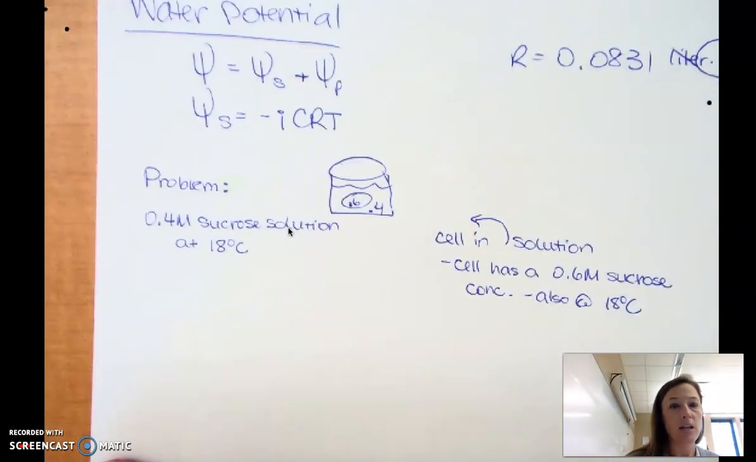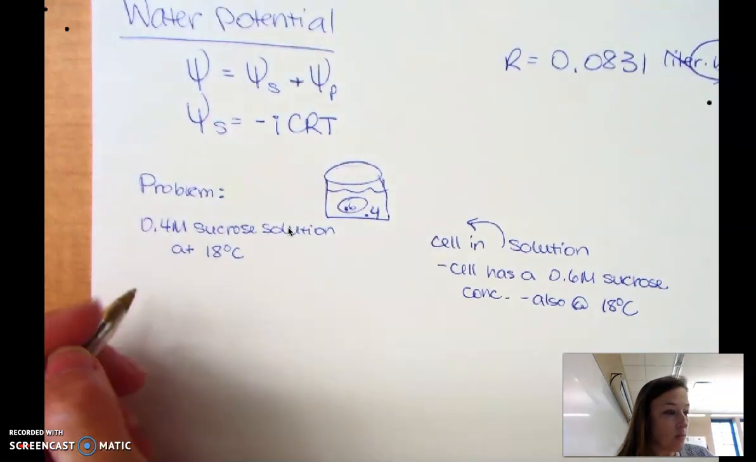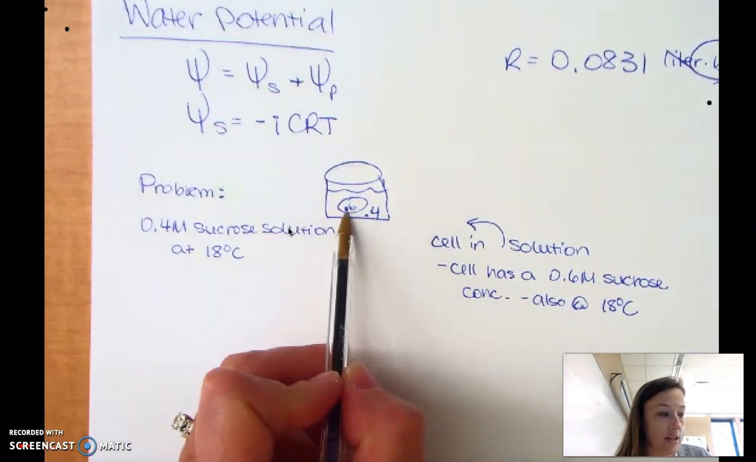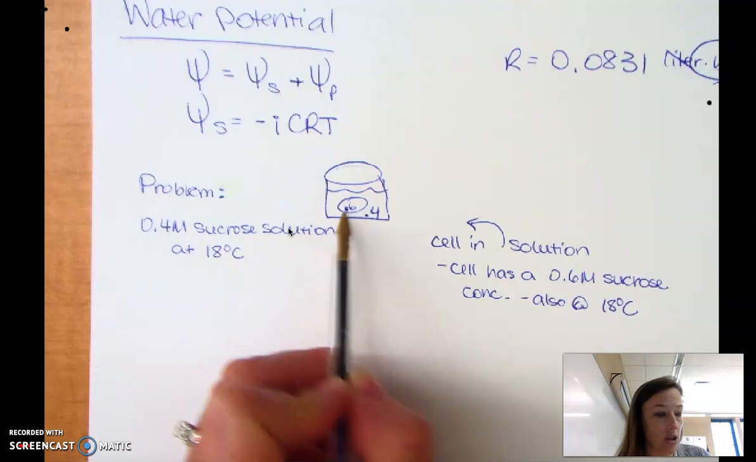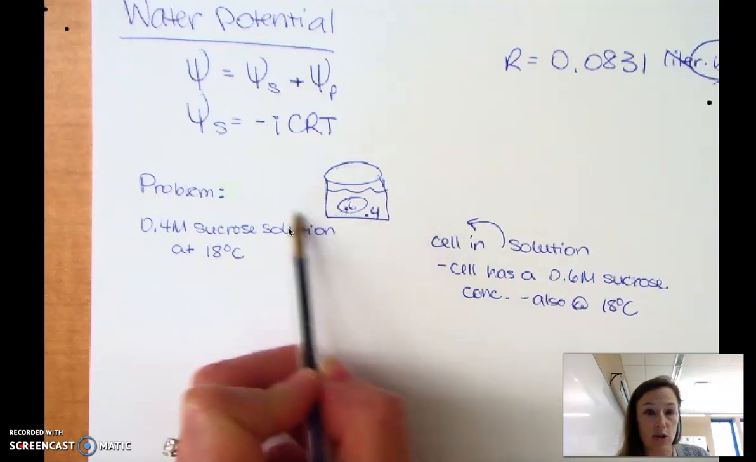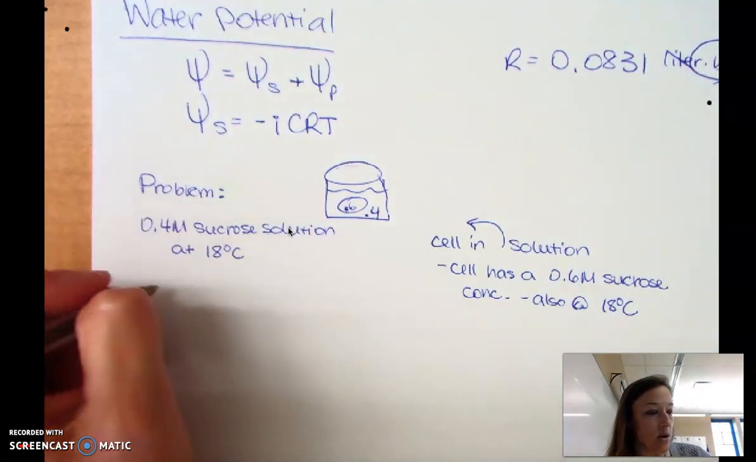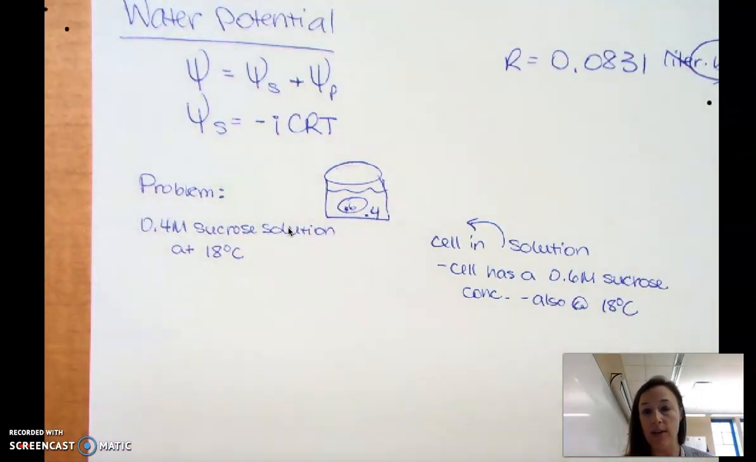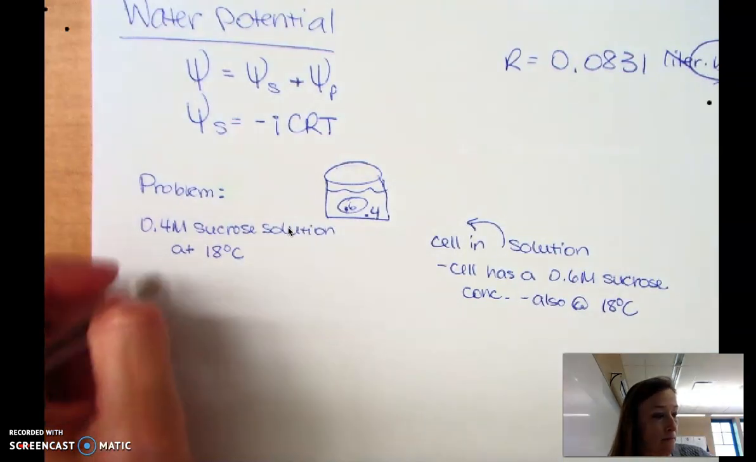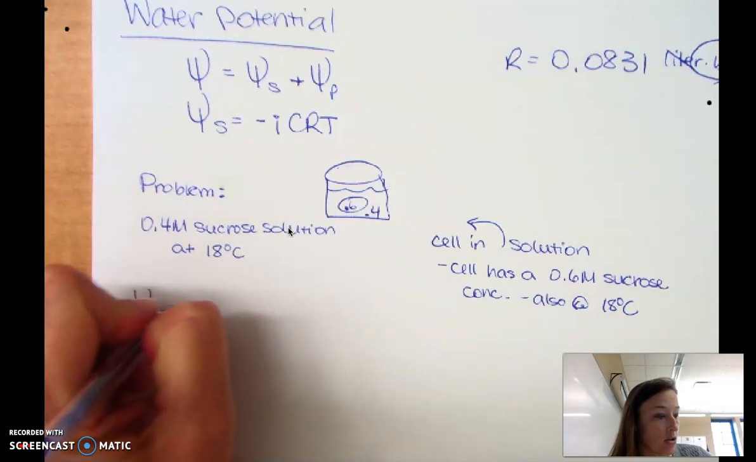Okay? So let's look at an example. We have a cell, and the cell has a concentration of 0.6 sucrose solution, and the solution in the beaker outside of the cell has a concentration of 0.4 sucrose solution, and they are at 18 degrees Celsius. Okay, and we are assuming, because nothing is mentioned about pressure, that our pressure potential is going to be 0.